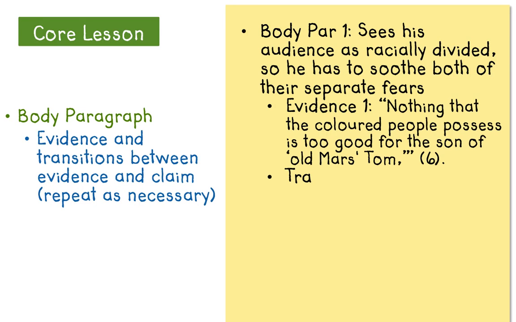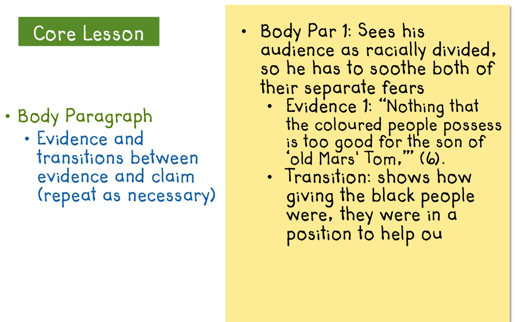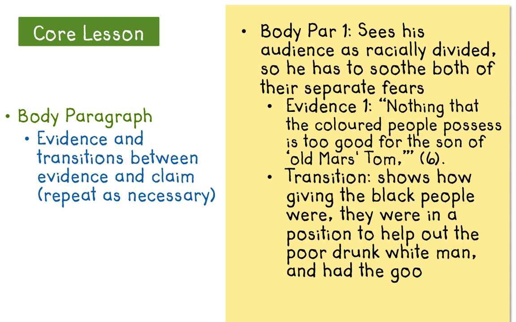So then the first piece of evidence that I find is the quotation I just showed you about the former slaves giving things to their former master. And then the transition, you can also think about that as my explanation. That's when I'm linking this quotation back to my main idea. So I write here that it shows how giving the black people were. They were in a position to help out the poor drunk white man and had the goodness to do it.